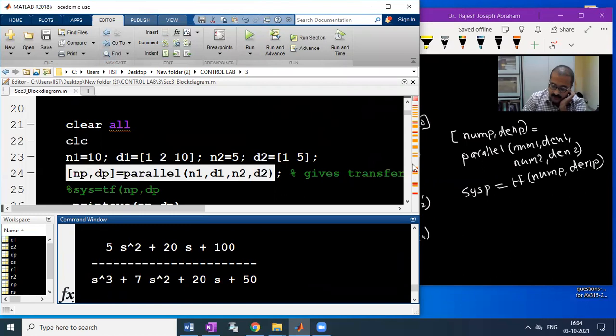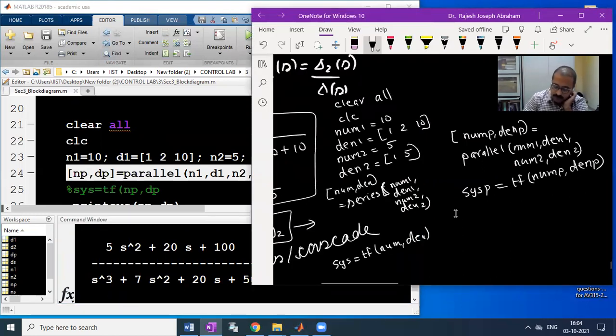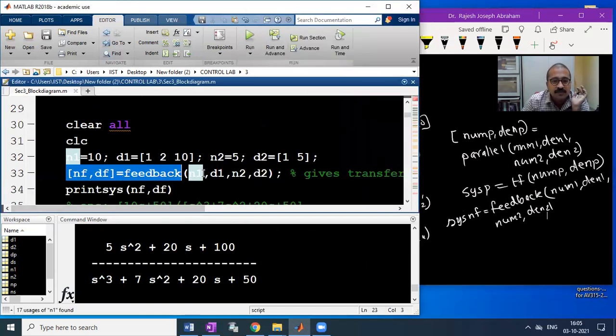Now let us try when these two systems are in feedback. So what we have to do? I will first put in negative feedback. Sys nf equal to what? Feedback of num1 comma den1 comma num2 comma den2. Here I have used the variable names n1, d1. You just need to give this. So this command will only give the effective numerator coefficients and denominator coefficients in the output variables nf and df respectively. So let us try this.